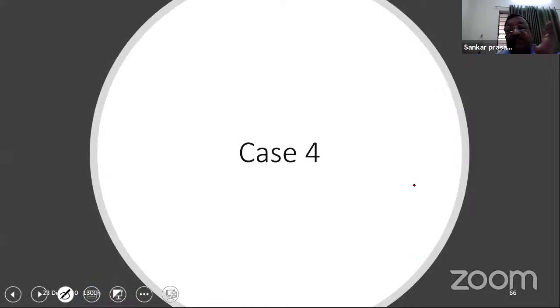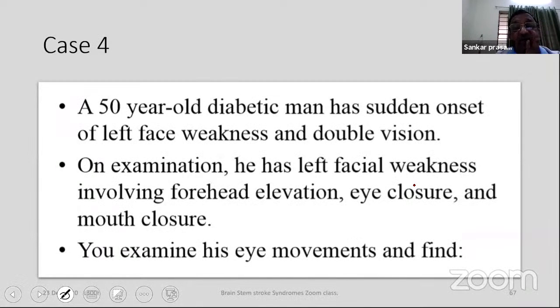So with this short introduction of the pons, we'll see a case. A 50-year-old diabetic man has a sudden onset of left side face weakness and double vision. On examination, he has left facial weakness involving the forehead elevation, eye closure, and mouth closure.